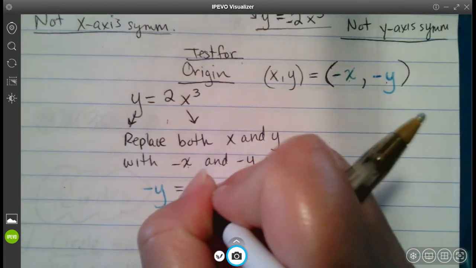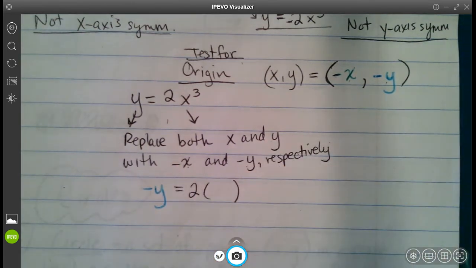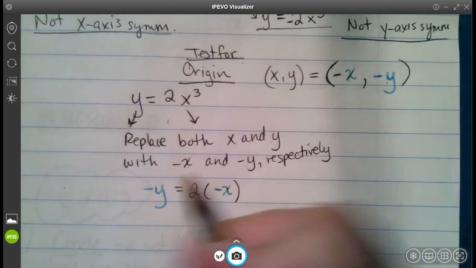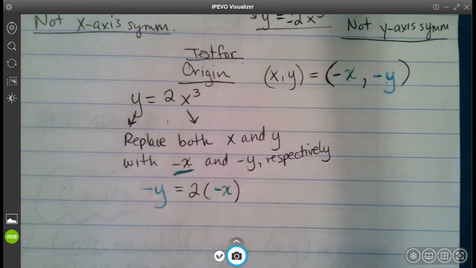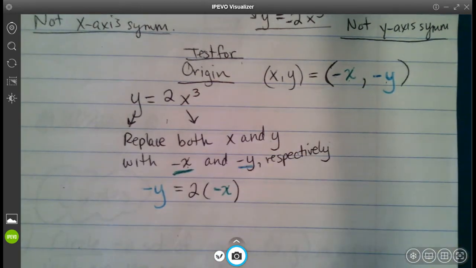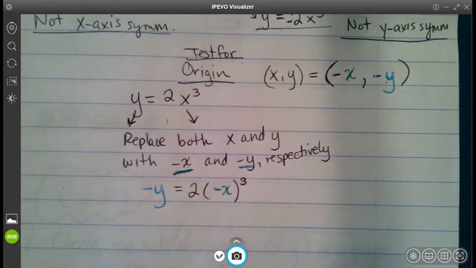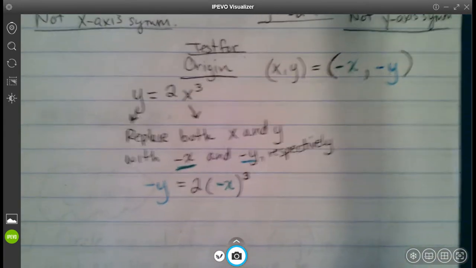I'm going to equal that to 2 times, in the parentheses, I have negative x because I'm replacing it with negative x. Okay, so there's my negative x to the third power. Okay, so this kind of combines the two that we've already seen.